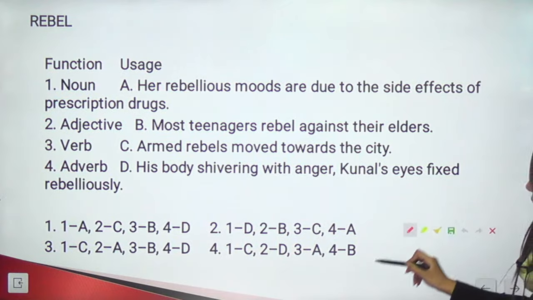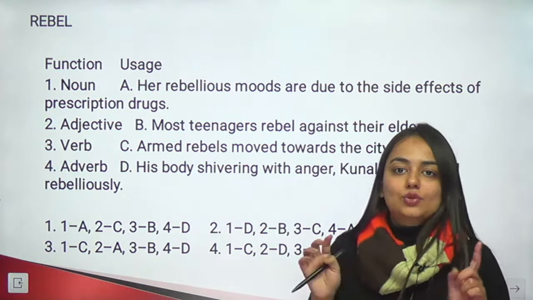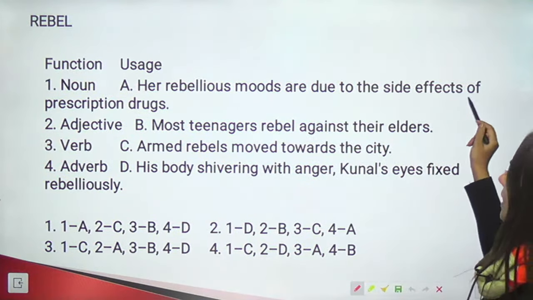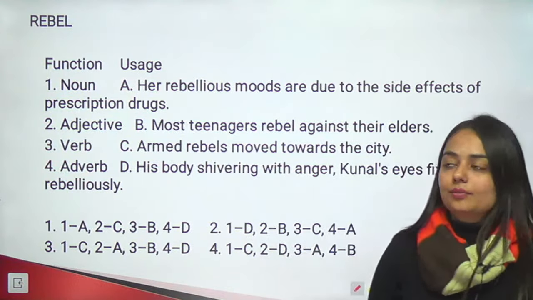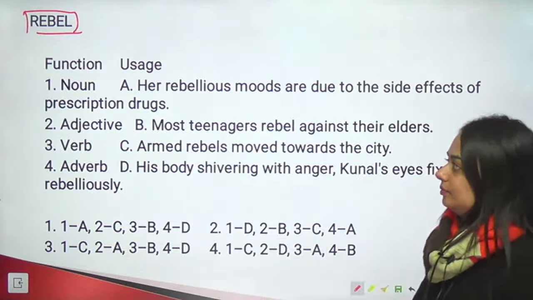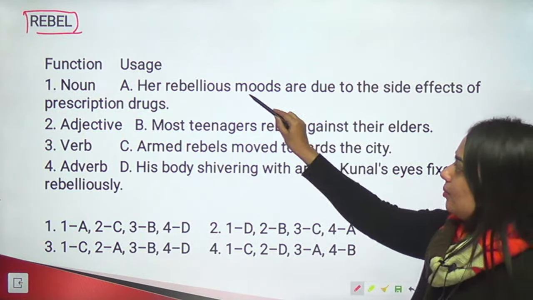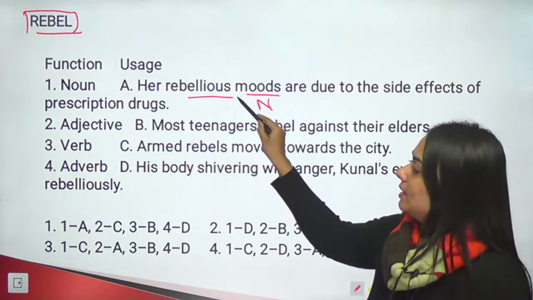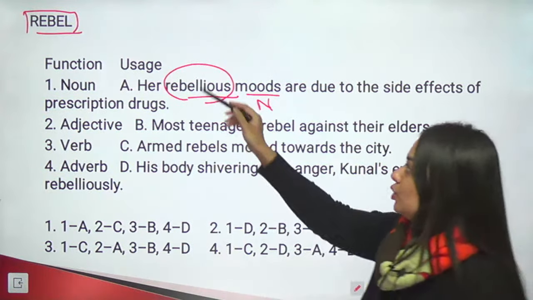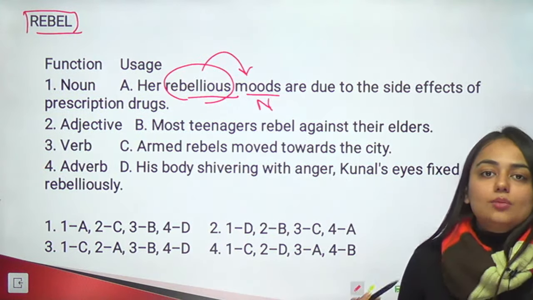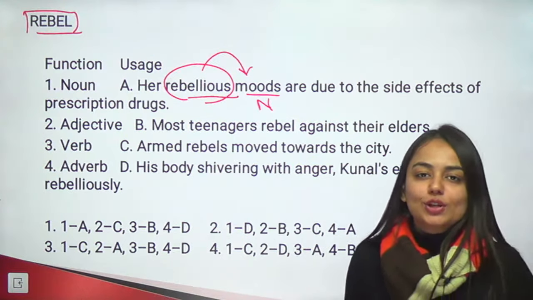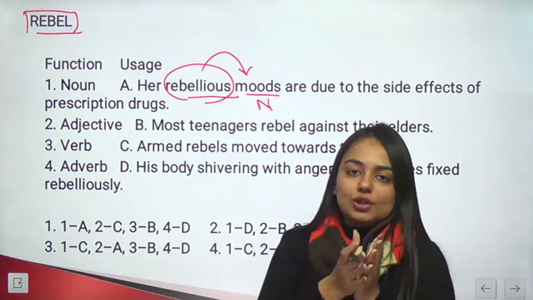So maybe you can try your luck in this one. Let's do the same thing. Let's start reading with the first one. Her rebellious mood are due to the side effects of prescription drugs. So the word is rebel. Her rebellious moods. Moods is a noun. Mood कैसा है? Rebellious है. तो मतलब rebellious जो यहाँ पे है, it is an adjective. ये एक modifier है जो modify कर रहा है mood को. So was the mood good, pleasant, or was it rebellious? Was it angry, aggressive, belligerent? What was it? What kind of mood was it? तो ये उसकी quality बता रहा है mood की.